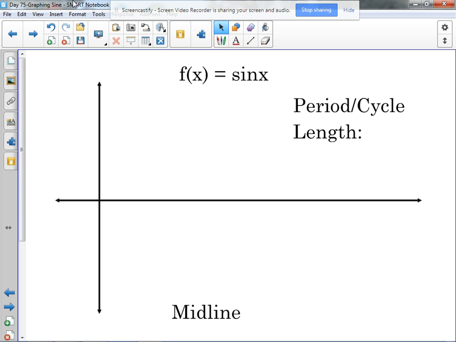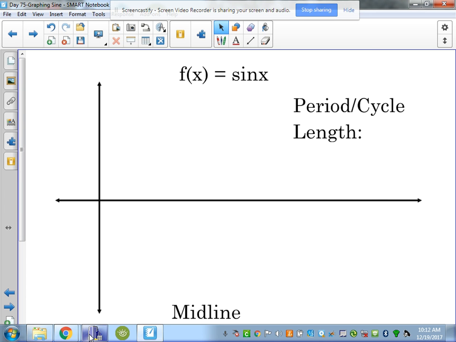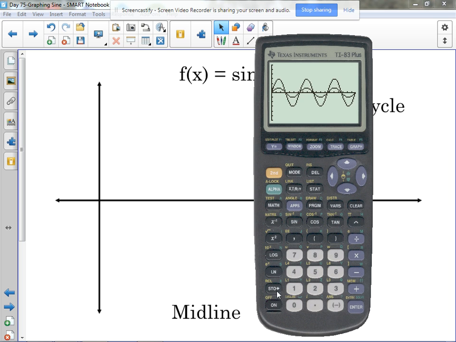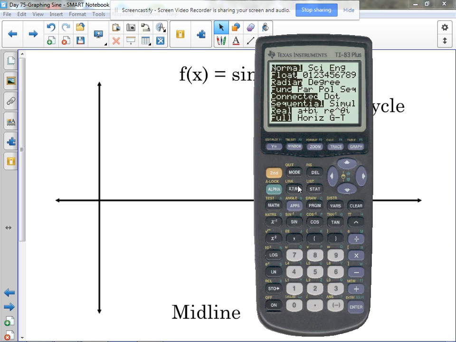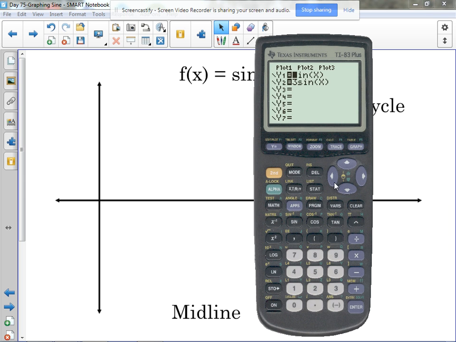Actually, let's go ahead and get the graph down there, and then we'll talk about some more stuff. Okay, so in your calculator, number one, you need to be in radian mode. When you look at your graph there, it is labeled in terms of pi on the x-axis. So you need to be in radian mode. You need to go to your y equals and just type in the sine of x.